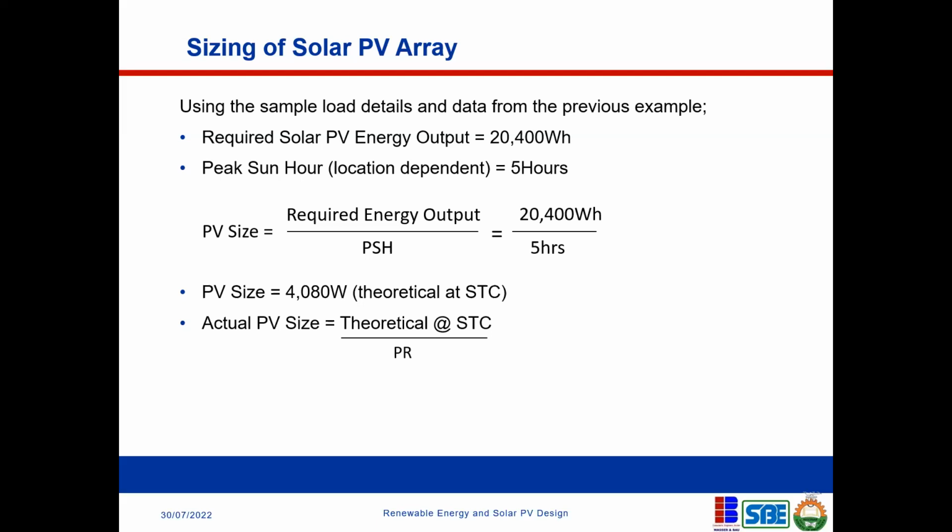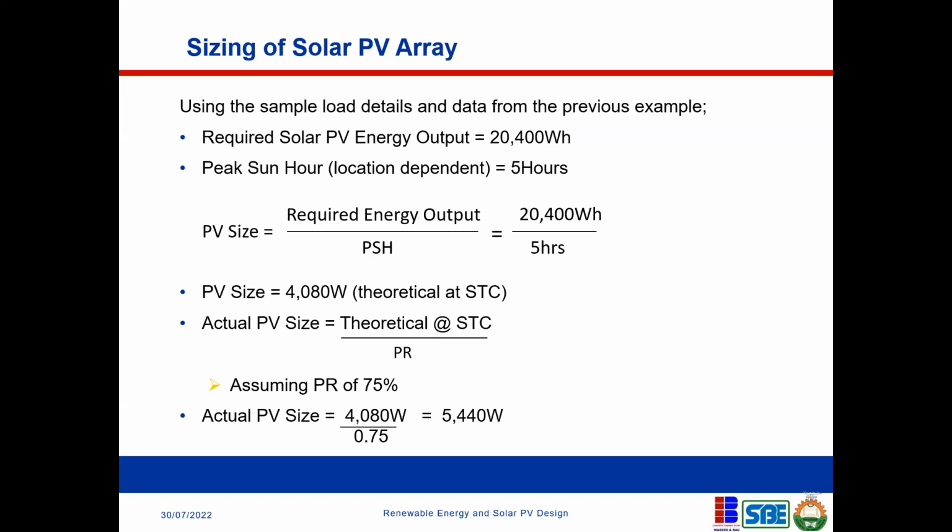And those losses are what we now know as performance ratio. Performance ratio is the theoretical design of the PV system divided by the actual output of the PV system. So we have to divide the theoretical PV size by the performance ratio. If you assume a performance ratio of 75%, it means that if you have a 400 watt PV system, you only get 75% of its output. That's the assumption here.